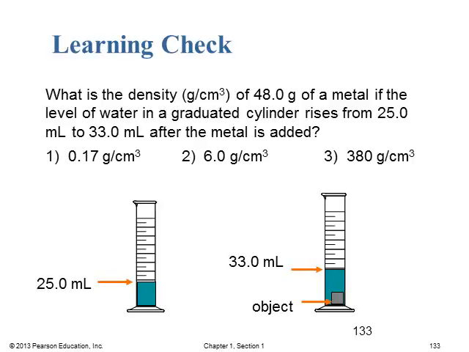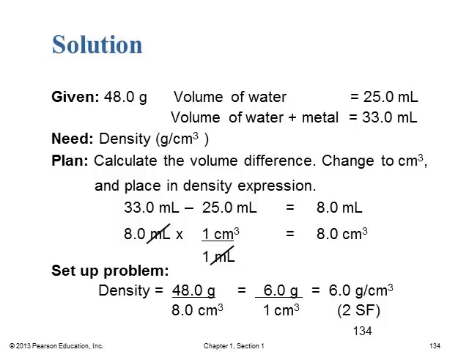It gives you a nice little picture of what's going on in this scenario. It's given that we have 48.0 grams, and the volume of water originally is 25 milliliters, and then after we put the metal in, it is 33 milliliters. We're looking for the density in grams per centimeter cubed. And remember that centimeter cubed is the same as milliliter, so we want a 1-to-1 ratio.